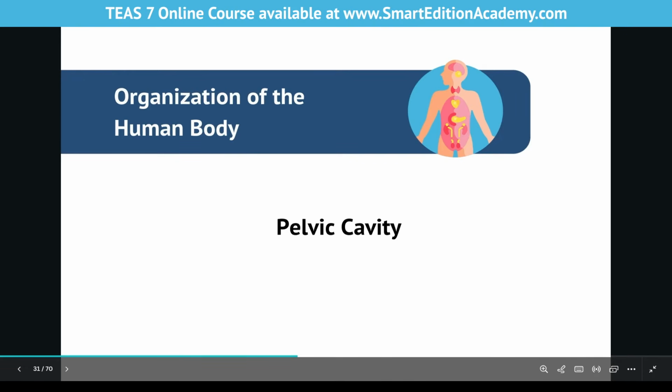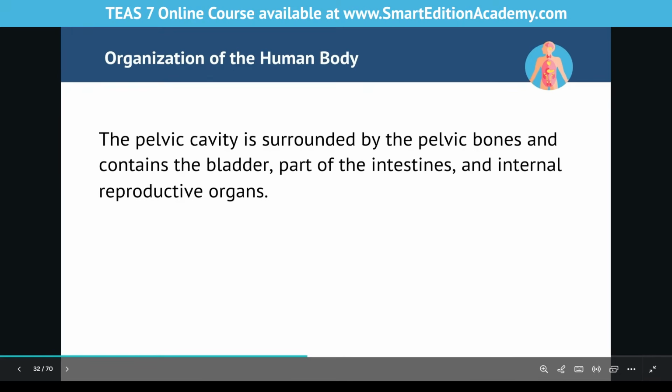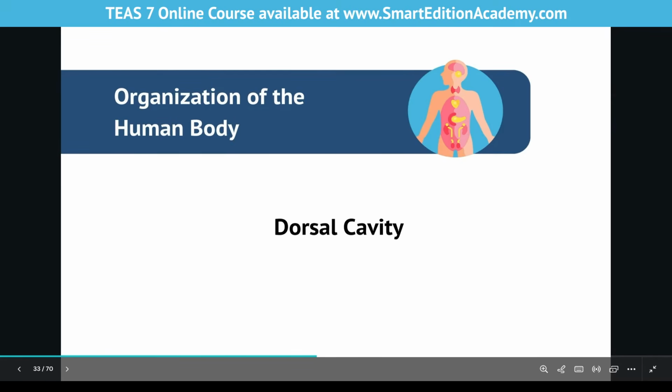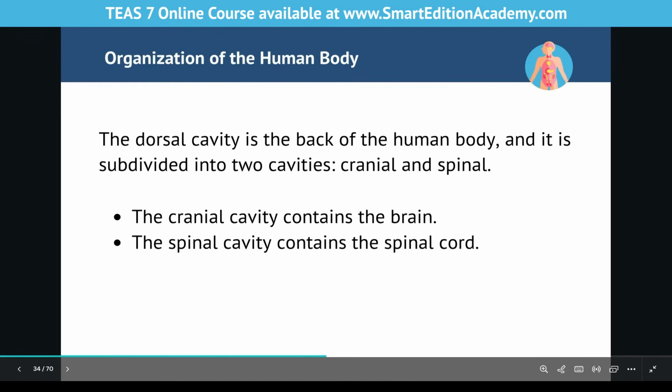Pelvic cavity. The pelvic cavity is surrounded by the pelvic bones and contains the bladder, part of the intestines, and the internal reproductive organs. Dorsal cavity. The dorsal cavity is the back of the human body, and it is subdivided into two cavities, the cranial and the spinal.